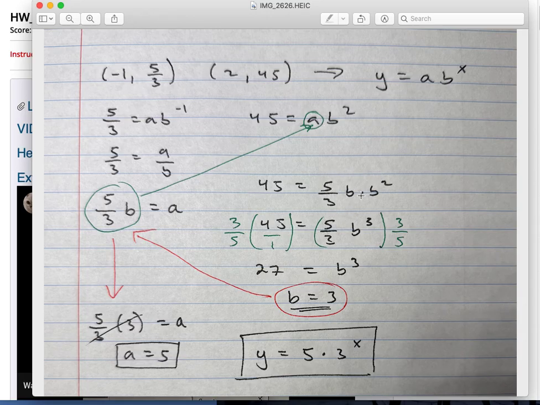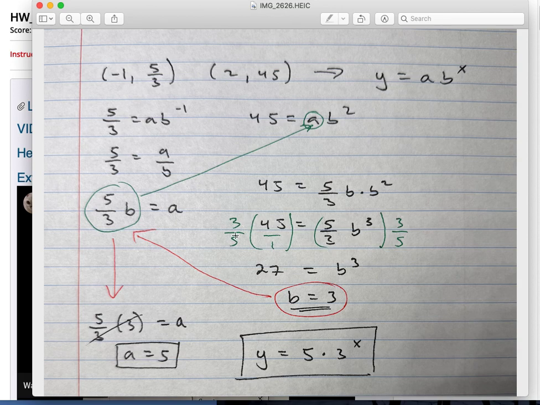And so now I have one equation. I took the 2 equations and rewrote them as one equation in a single variable. And from there I can clean it up and solve. So I did b times b squared for b cubed. And then there was this 5/3 out front. I want to isolate the variable, so I multiply both sides by 3/5 to get rid of that fraction.